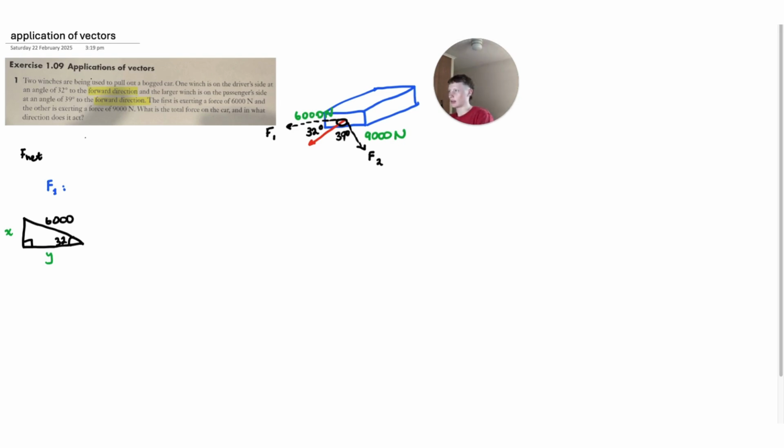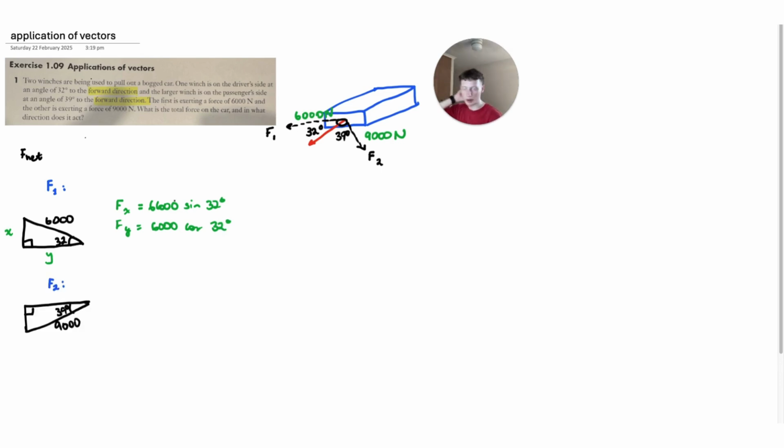And so then we've got F of X is going to be 6,000 sine of 32, and F of Y will be 6,000 cos of 32.